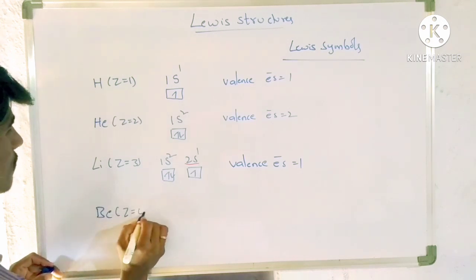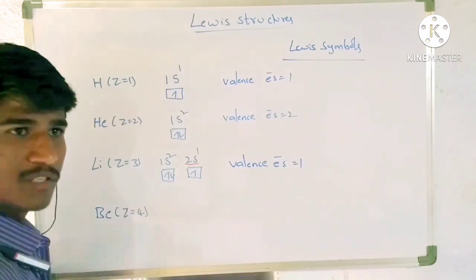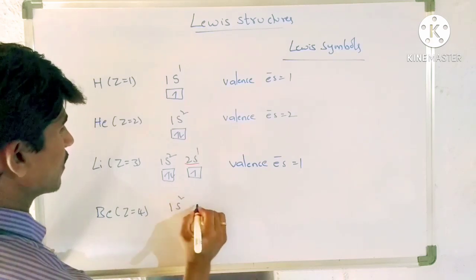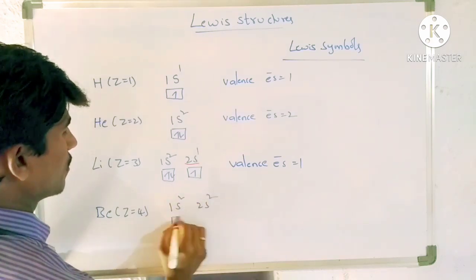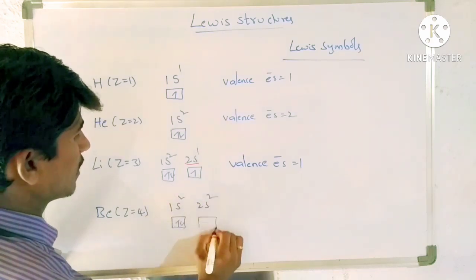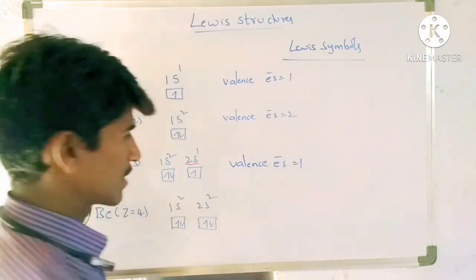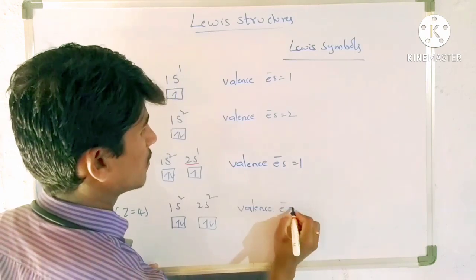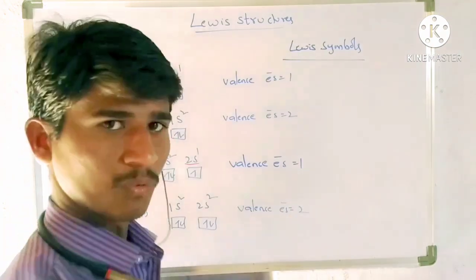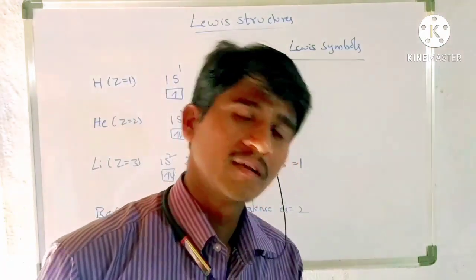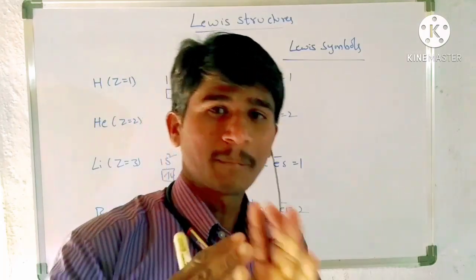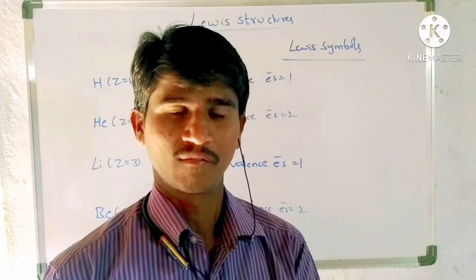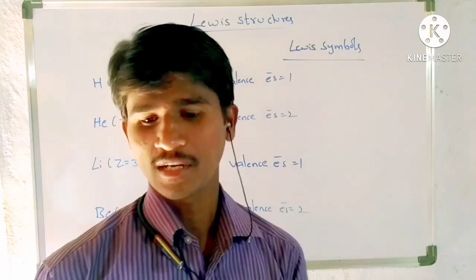Then next, the fourth one is beryllium. Here the atomic number is 4. Electronic configuration 1s2, 2s2. Now what is the valence orbit? The second orbit is the valence orbit. How many valence electrons are there? Valence electrons is equal to 2. Now what is a Lewis symbol? A Lewis symbol is nothing but a representation of the element symbol with the number of valence electrons.